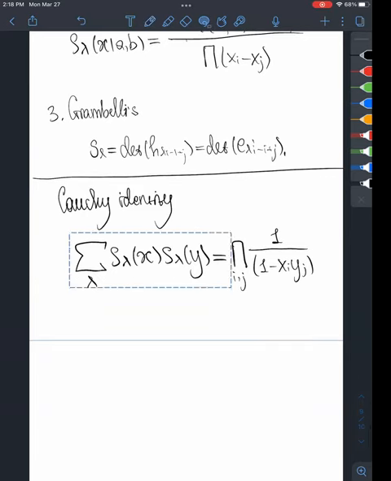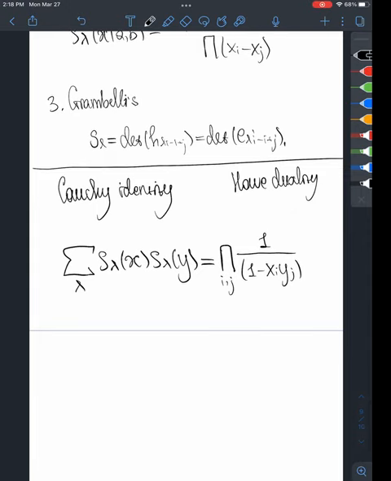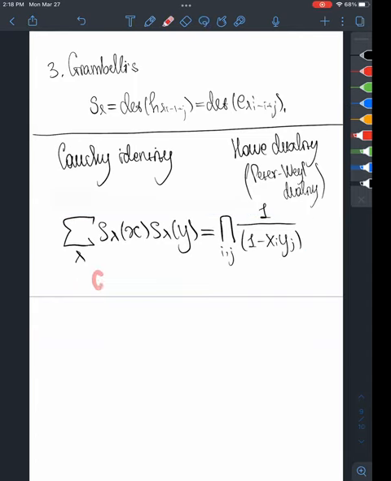And the origin of this identity is the Howe duality, which could be thought of as the Peter-Weyl duality, and so it is related to the Peter-Weyl duality. And the origin of this identity is in representation theory. In representation theory, you can look at the action of the GL.